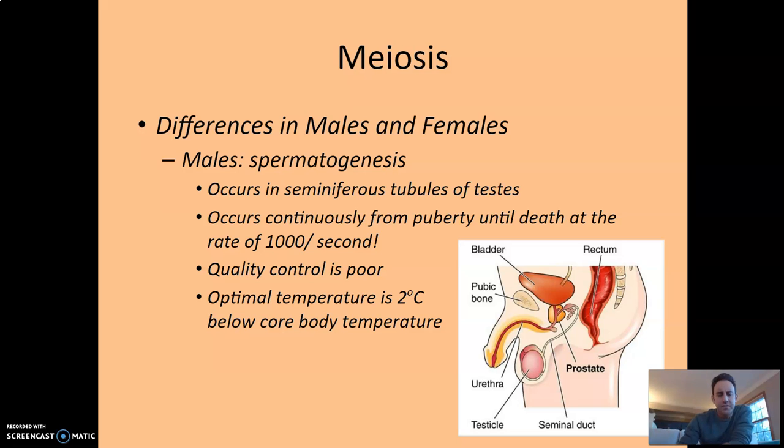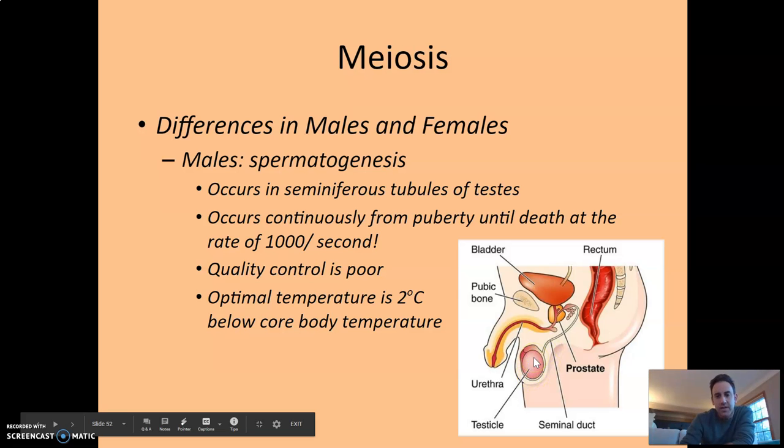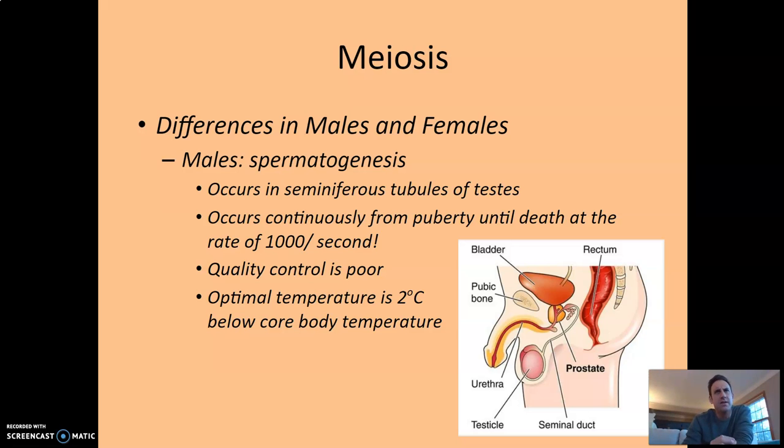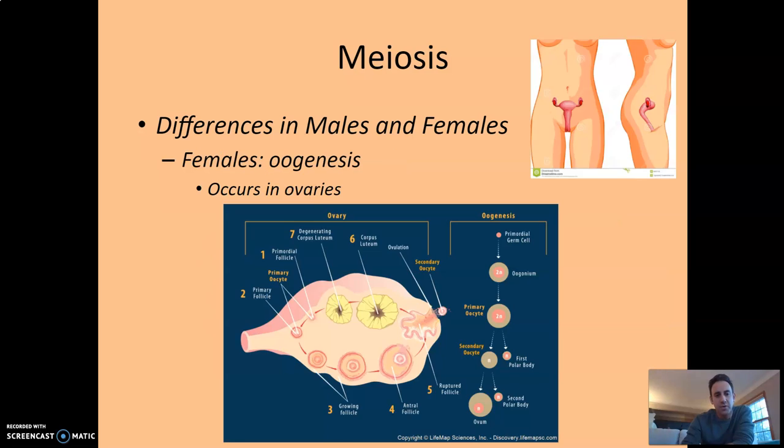The optimal temperature for this process, unfortunately, is about 2 degrees centigrade below the core body temperature. And that is why the testicles literally hang out in the scrotum outside of the body cavity. You might think, why on earth would the testicles be there? Why not have them inside the body, like the stomach or the pancreas or the liver or the kidneys? Why does it hang out? The answer is because sperm production is optimal at a slightly cooler temperature. So basically, that's the trade-off: we can get a little bit more sperm cranked out by putting them there, so be it.